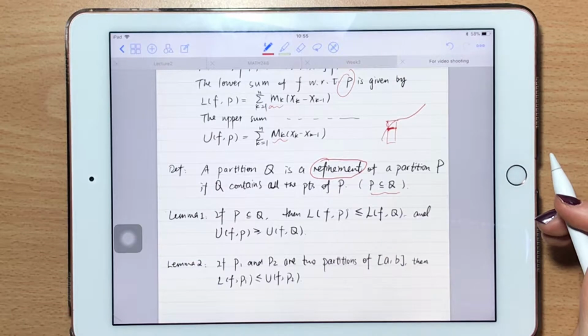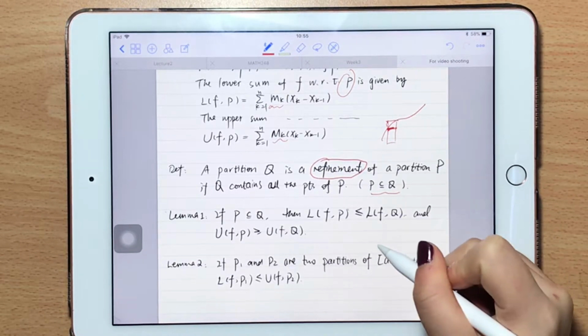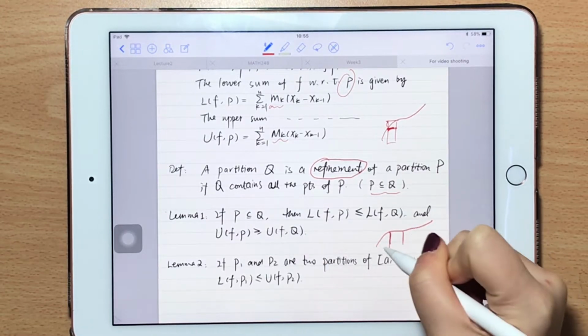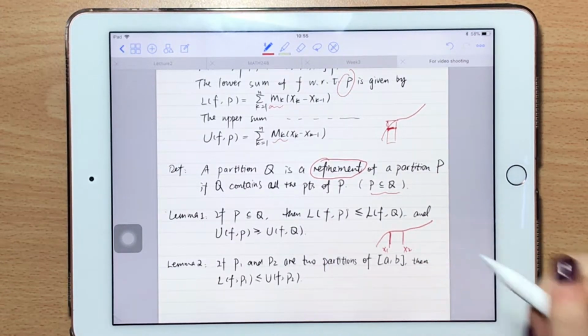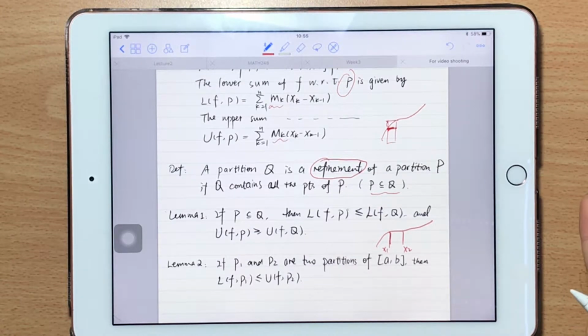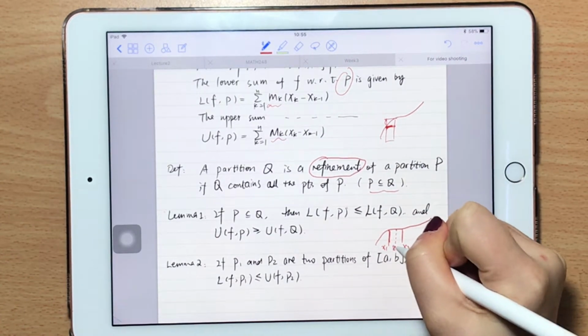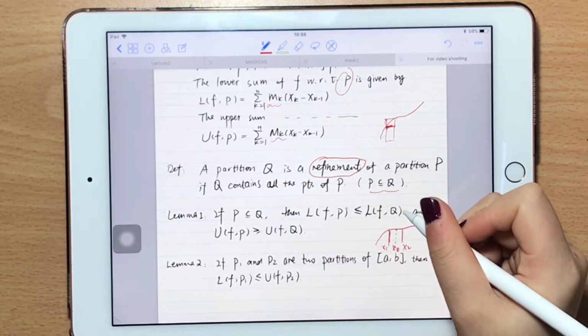Suppose we have x1, x2 here, and we know that x1 and x2 belong to P, and they also belong to Q, right? Because Q is a refinement, and since Q is a refinement, Q might also have Z1 here, or Z0, between x1 and x2.